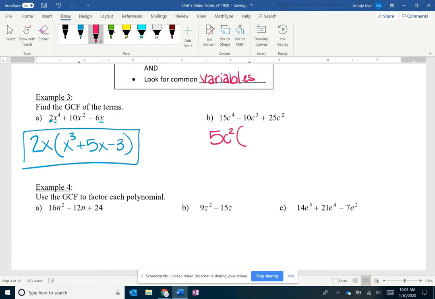If I just go through and divide the numbers, 15 divided by 5 is 3, and then c to the 4th divided by c squared, I had 4 c's, I took away 2, so that would leave c squared. Then negative 10 divided by 5 would be negative 2, and then c cubed divided by c squared would just be c because you had 3 and then you took 2 away. And then last but not least, 25 divided by 5 is 5, and we already took all of the c squareds from there, so we just leave it as 5.